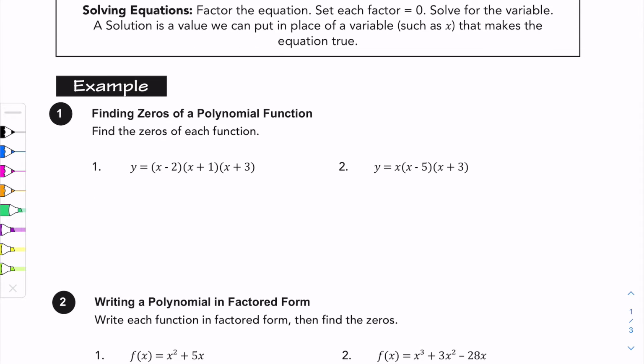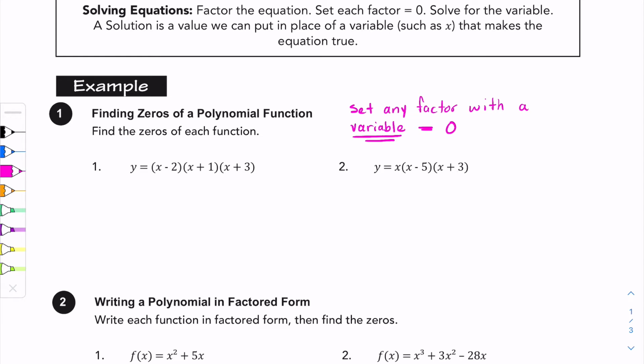So the first example set is just finding zeros of a function, and we've done this all year. Finding zeros is when you set each factor equal to 0 and you solve for x. You can only set factors that have a variable equal to 0. If your factor does not have a variable, such as the letter x, then you do not set it equal to 0.